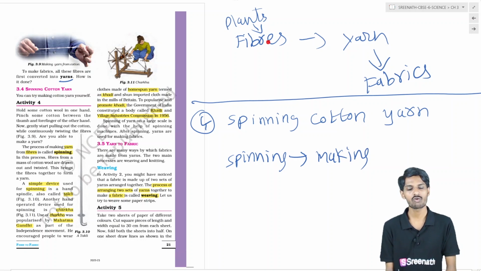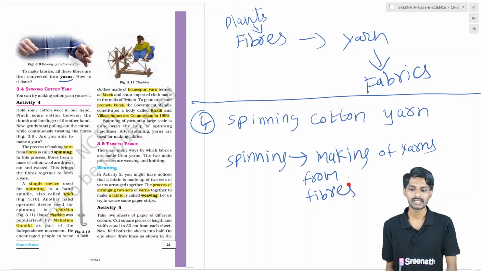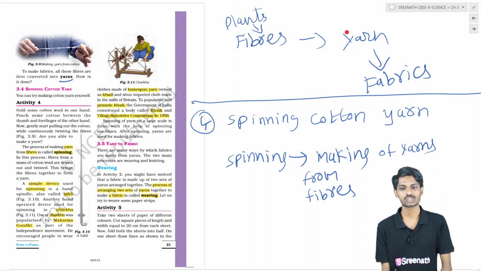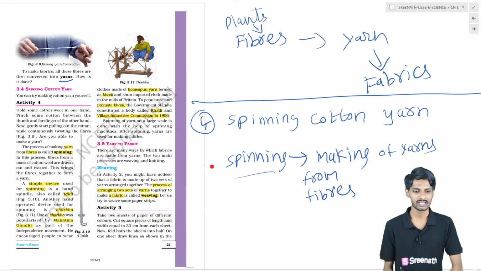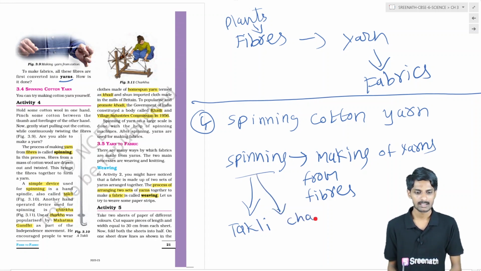Finally we have found out how fibers are separated from plants, and now the making of yarns from fibers, from fibers to yarns, is called the spinning process. A simple device used for spinning is the takli. It is one of the oldest instruments. Another instrument used for spinning is the charkha.